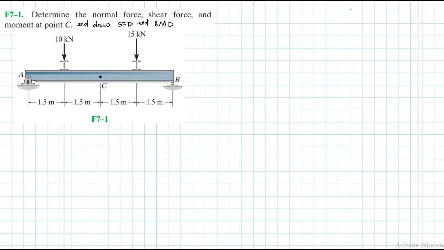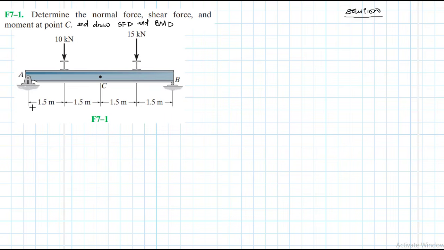This problem is coming from the engineering mechanics statics textbook, 13th edition by R.C. Hibbeler. Okay, so we have a simply supported beam with two concentrated loads, and we have been asked to find the normal force, shear force, and the moment at C. But I've also included additional stuff that is not part of the problem.